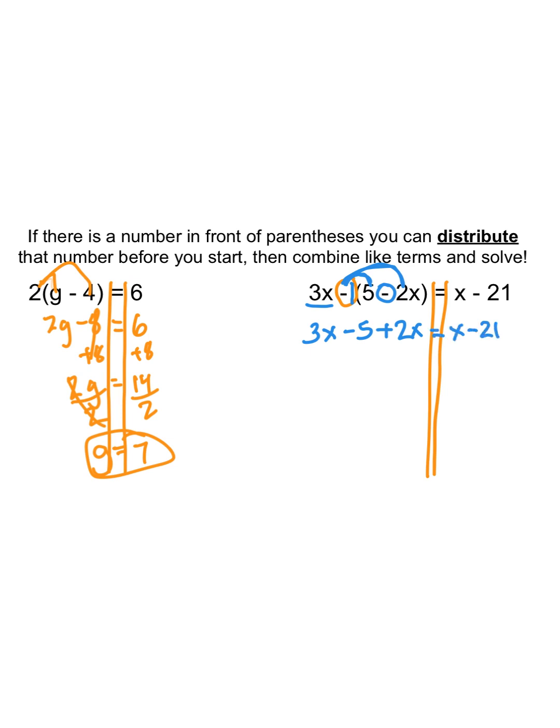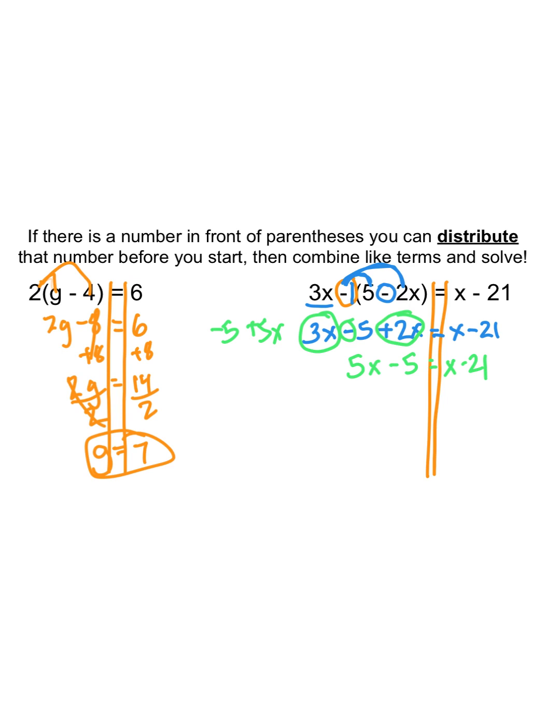Now this problem has it all. So we had the distributive property. Now I notice that they also have like terms on the same side. So I'm going to put those together. 5x minus 5. I could have also written that as minus 5 plus 5x. Just remember you keep whatever the sign is right in front of that term. Okay, is equal to x minus 21.